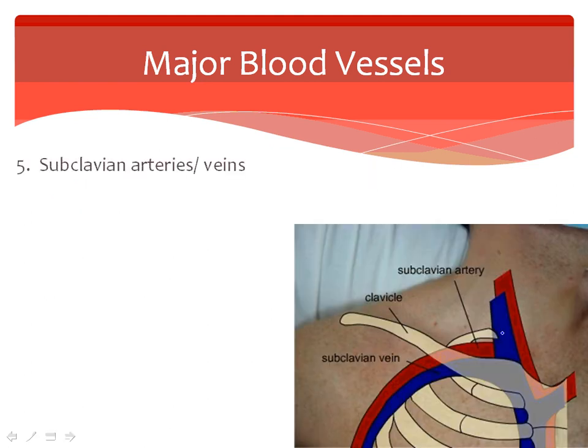Your subclavian arteries and veins. Clavicle is your collarbone. It's the medical term for collarbone. So subclavian means under your collarbone. So that's where these things run. Subclavian arteries and veins are the ones that feed your arms and your chest, so your torso and then into your arms. Arteries would carry oxygenated blood to your arms and torso. And the subclavian veins would bring deoxygenated blood from your arms and torso back to your heart.